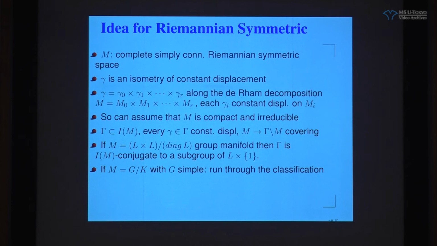Okay. Now I think I already described the idea when you have a fibration where the fiber is a space you understand and the base you understand. So that gives you the idea of the proof of the homogeneity conjecture for compact Riemannian symmetric spaces.